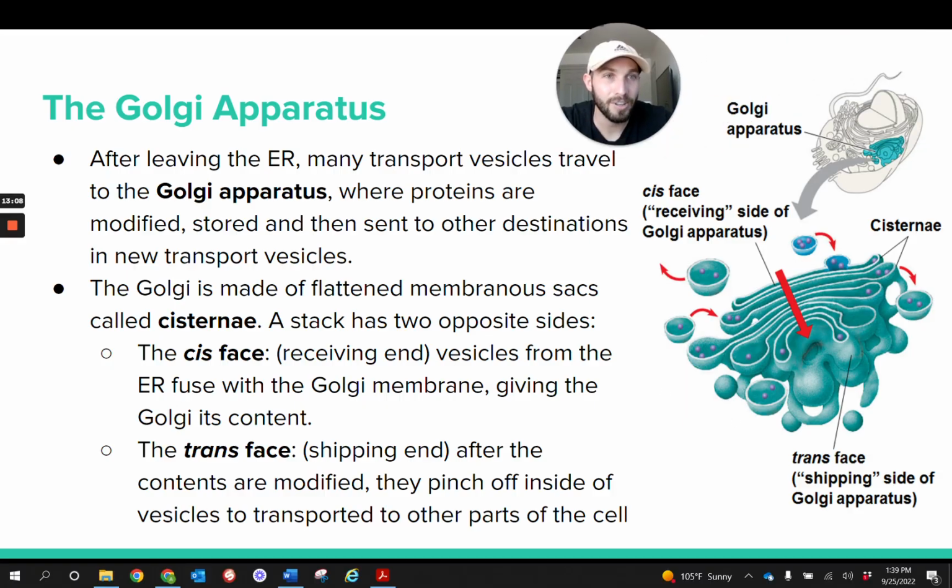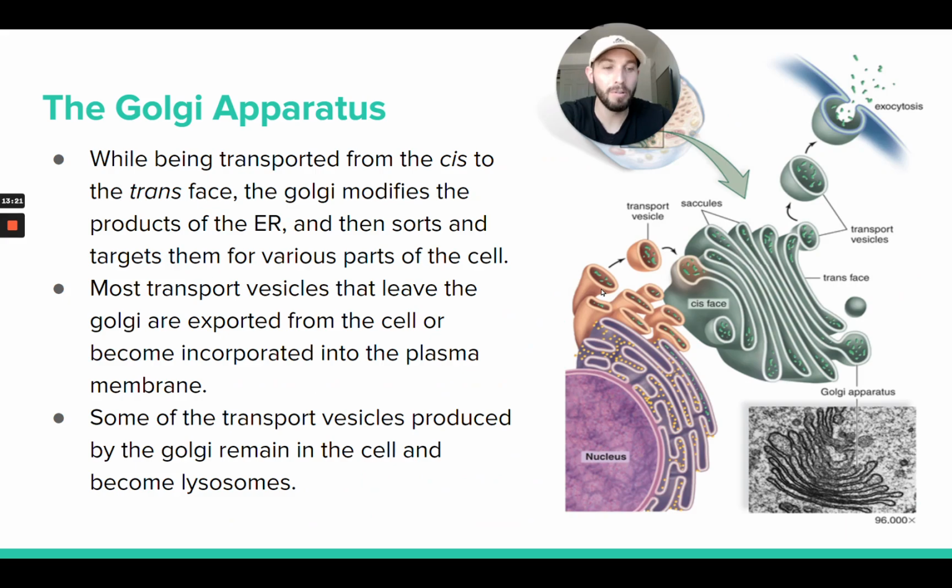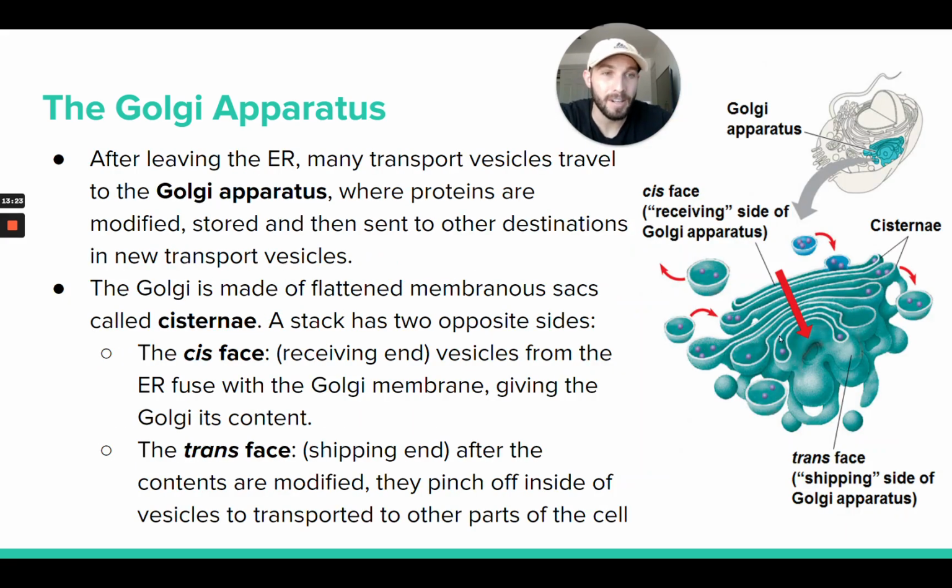You can kind of see in this picture up here where we're talking about in the cell. This is not connected to the nucleus, but if we go from the nucleus to the ER and then further past the ER, you'll see the Golgi floating around somewhere. The Golgi has two sides or faces. There's a face that's facing the ER, and a side of the Golgi that's facing the plasma membrane. The side that's facing the ER is called the cis face, and the side that's facing the plasma membrane is the trans face.